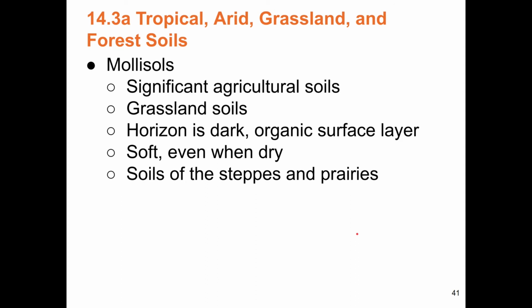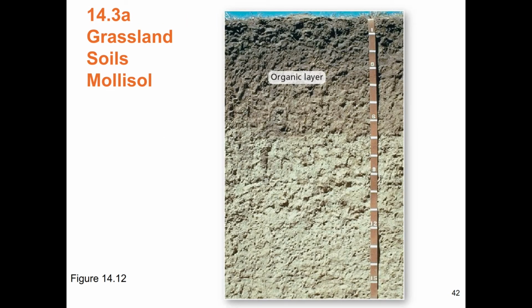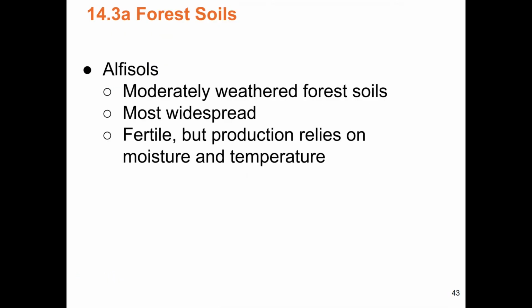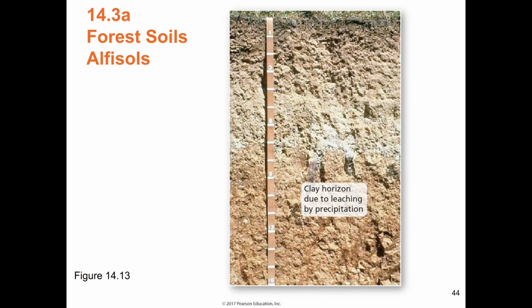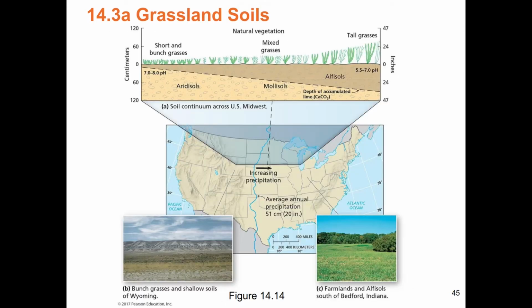Mollisols, those soft, dark grassland soils. These are the soils of the steppes of Europe and the prairies of the United States. Very thick organic layers, incredibly fertile soils. Alfisols, they used to be forests. They're fertile. Alfisols.